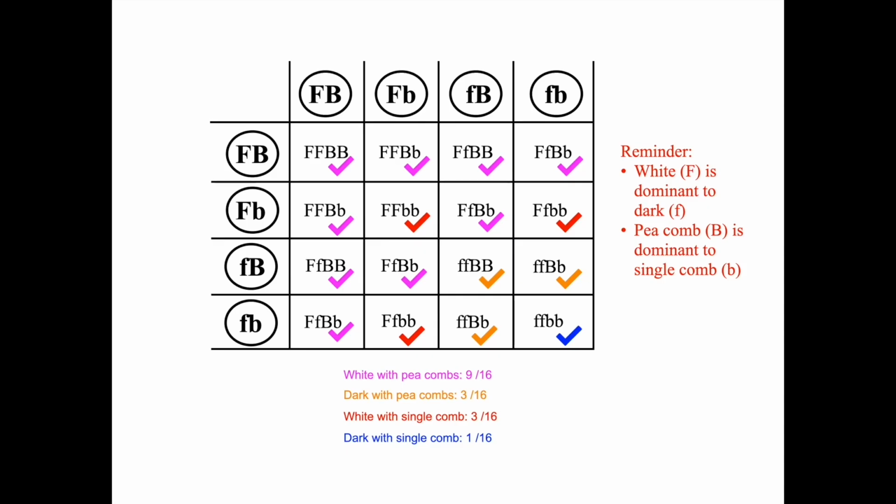Notice that the two dominant traits, the white and the P-comb, always give the 9 out of 16. The dominant with a recessive trait, either dark with P-comb or white with single comb, is always a 3 out of 16. And the two recessive traits, dark and single comb, that's always the 1 out of 16.